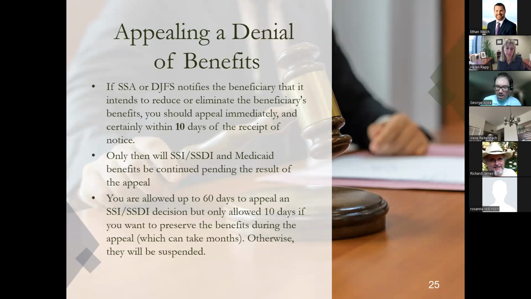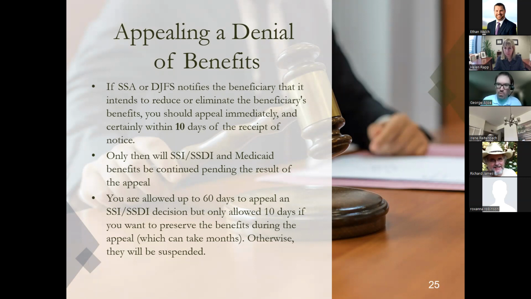Otherwise, you have up to 60 days to appeal a denial or a termination of SSI or SSDI benefits. Again, you have to appeal within 10 days of that notice to keep those benefits in place while you are appealing it. For Medicaid, your maximum appeal period is 90 days. But if you appeal, I believe it's within 15 days of the notice date, then you can preserve your fair hearing benefits. Your coverage will continue until the hearing outcome.